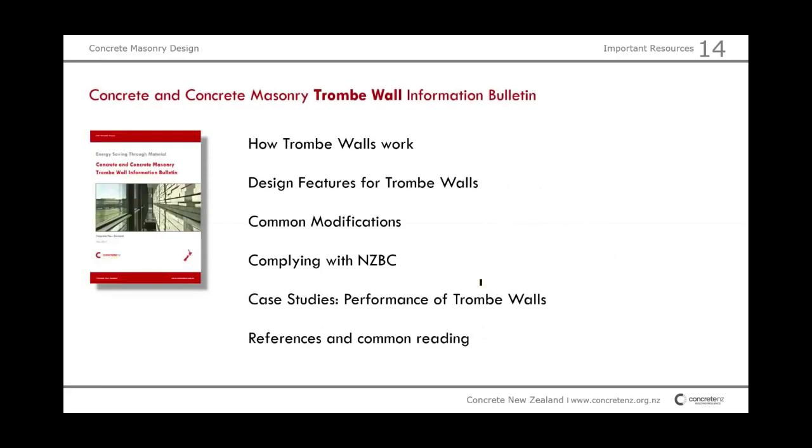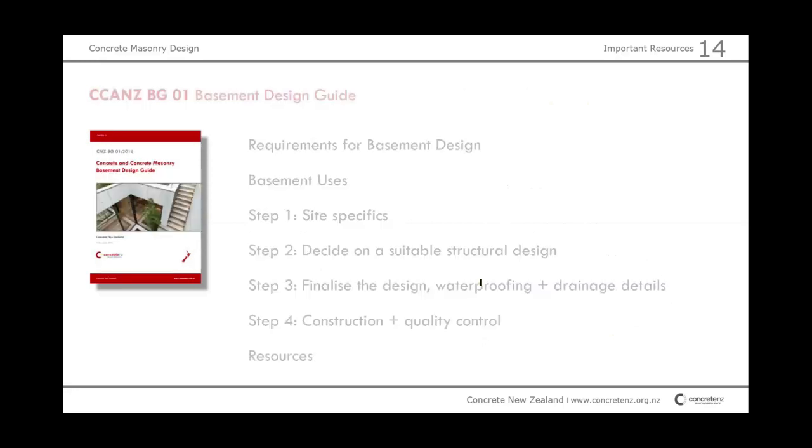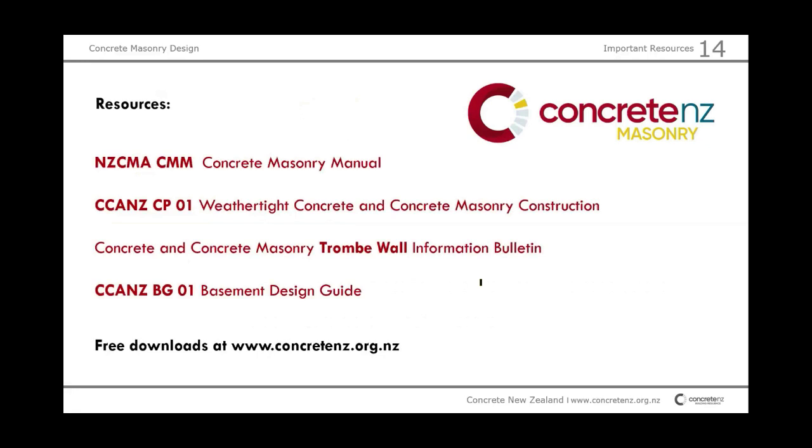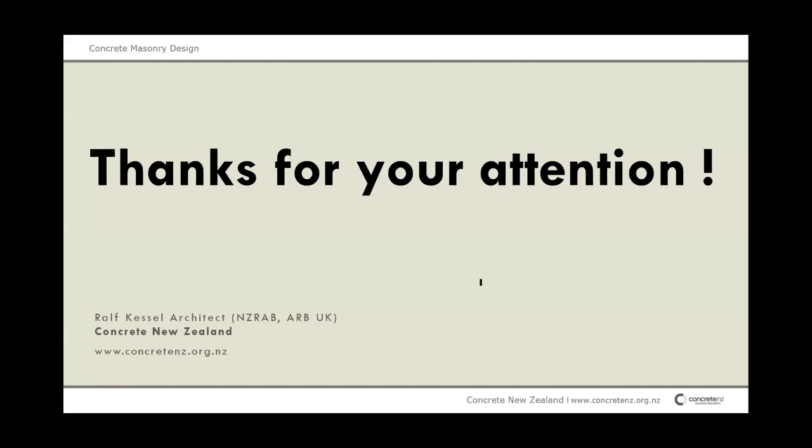We have a tilt wall guide for passive solar design. We have also written a basement design guide, since CPO1, the weathertightness code, is only for above ground walls, not for in-ground. So I recommend that you have a look here and download these guides. Also download 4229, which has been a free download for a couple of months now as well. I think I'm through here, and thank you so much for your attention. Over to Enrique.